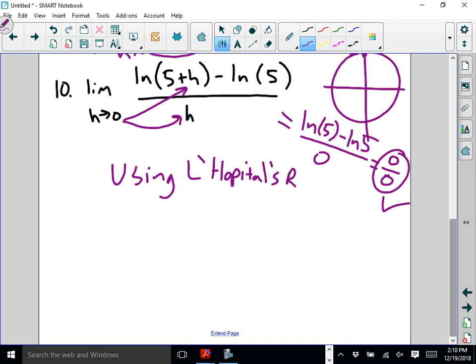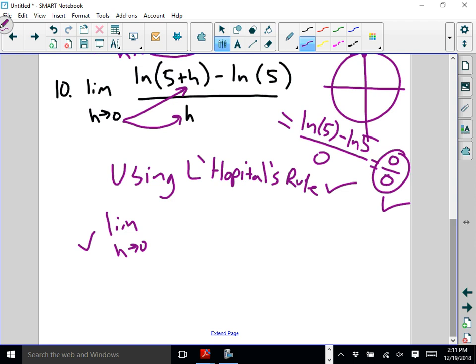Check. Limit h goes to 0. Check. Okay? And now I'm going to do the derivative of the top and the derivative of the bottom. On top, I only really have to worry about the derivative of the first term, because that's the one that has the variable in it. The derivative of ln 5 is going to be 0. The derivative of h on the bottom is going to be 1. So that takes care of the 0 on the bottom.